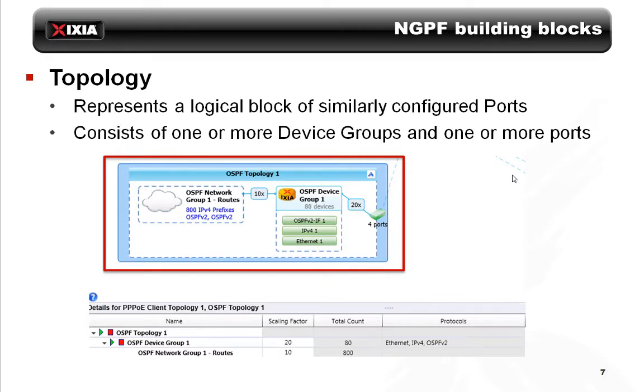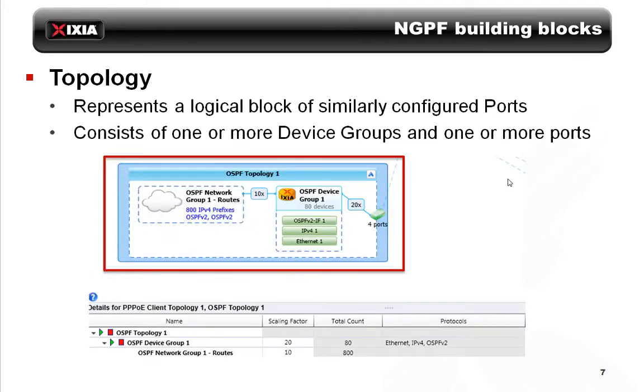The advantage here is quick, easy, and scalable configuration for like ports. Examples are broadband subscribers, CE routers, or IP/multicast hosts. If any port needs to be unique, just put it in its own topology.